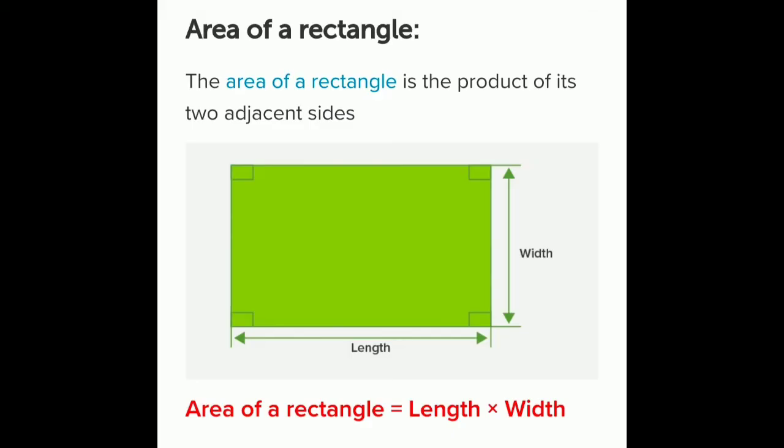Area of a rectangle. The area of a rectangle is the product of its two adjacent sides. So length into width will be the area of a rectangle, or A into B when we multiply, we will get the area of the rectangle.